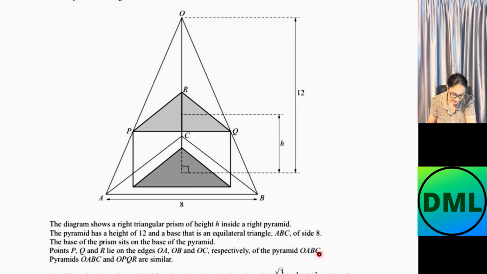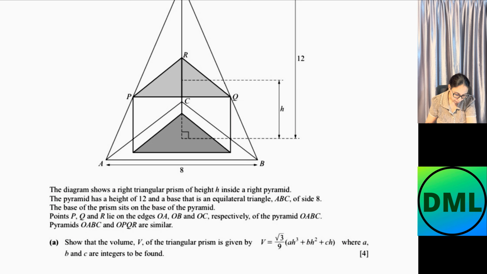Points P, Q, R lie on the edges OA, OB, and OC respectively of the pyramid OABC. The pyramids OABC and OPQR are similar. Show that the volume V of the triangular prism is given by this equation, where A, B and C are integers to be found.